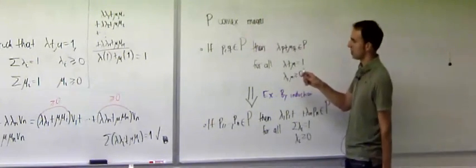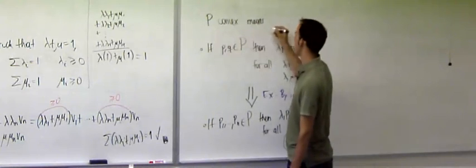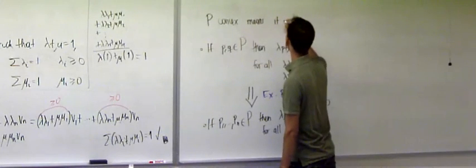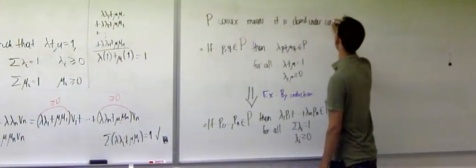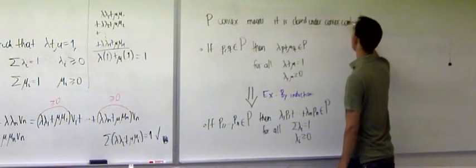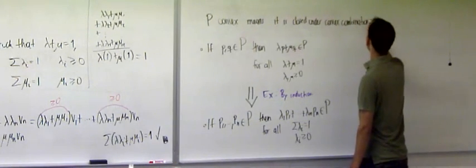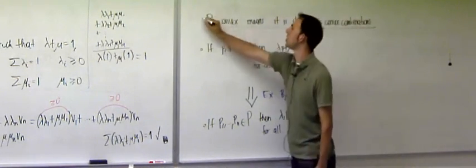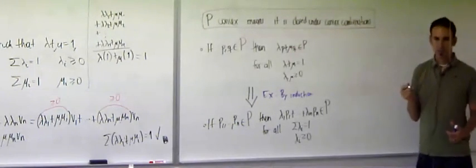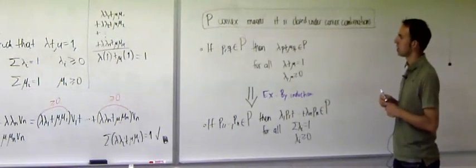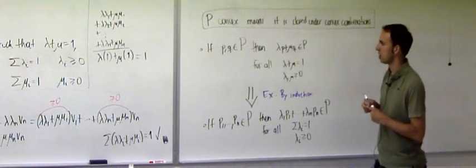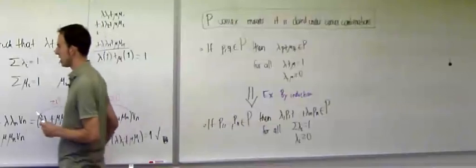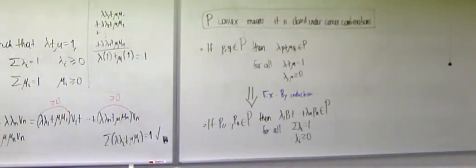And so maybe I will write in summary, P convex means it is closed under taking convex combinations. If you take any finite subset, and if you take any convex combination of that finite subset, then you're going to stay in the set. Okay. So why is it that I'm saying this? For the following reason. I mean, first, it's useful to know.